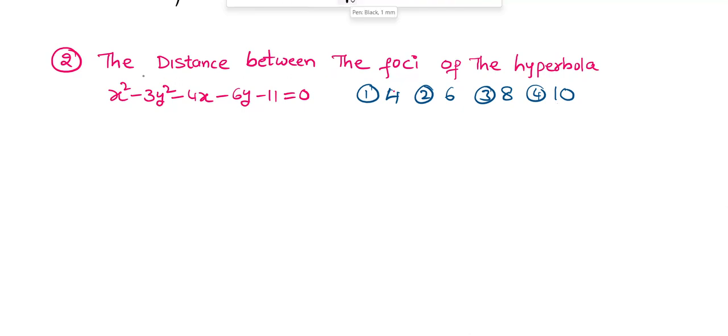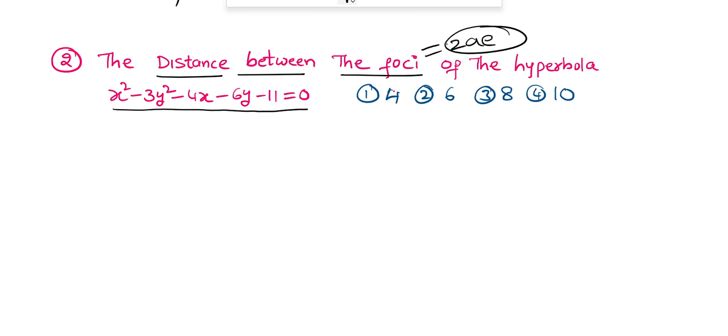This is the second question. The distance between the foci of the hyperbola x² − 3y² − 4x − 6y − 11 = 0. The distance between the foci is given by the formula 2AE. So the given hyperbola is x² − 3y² − 4x − 6y − 11 = 0. Write down the x terms and write down the y terms: x² − 4x, and −3y² − 6y = 11.